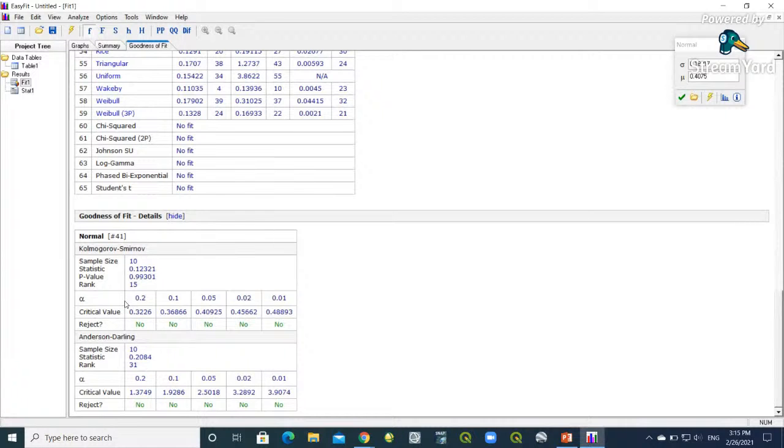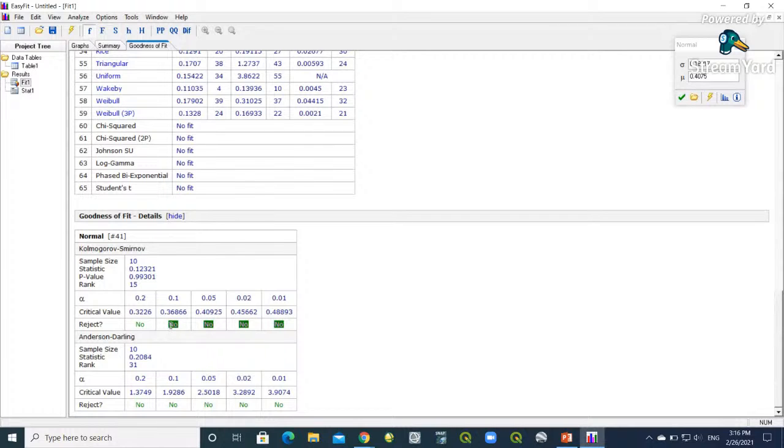You can get this: the hypothesis for this is not rejected, that's why it is written no. So usually we check on a 5% significance level. The value of this is the critical value at 5% significance level. This should be greater than the statistic value of this test, and this critical value should be less than the p value. If it is satisfying these two conditions, you will see this hypothesis is not rejected.